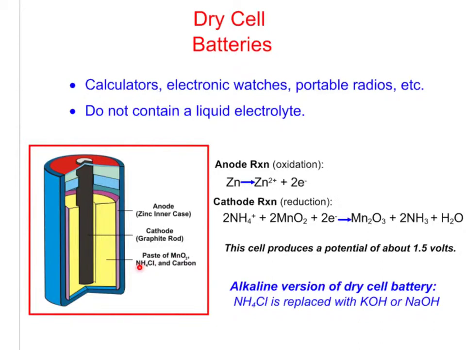So let's take a look at this reaction. We have our anode here, and our cathode is a graphite rod. The anode is this zinc inner case. The anode reaction, remember, is oxidation. Here's our anode half reaction. Here's our reduction half reaction at the cathode, and that's what's going on. And when talking about potential, this cell usually produces a potential of about 1.5 volts.